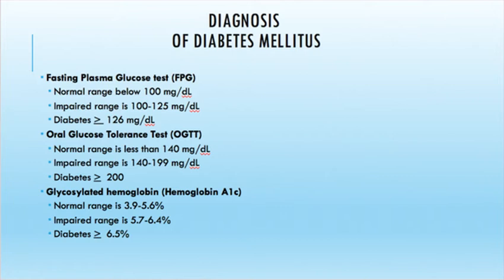The last test that they do to diagnose diabetes is the glycosylated hemoglobin, more easily known as hemoglobin A1C. This one is going to reflect an average blood glucose level over a 2 to 3 month period of time. So with this one, people can't cheat.